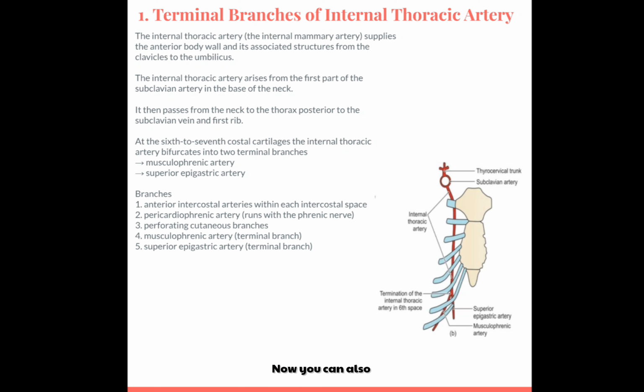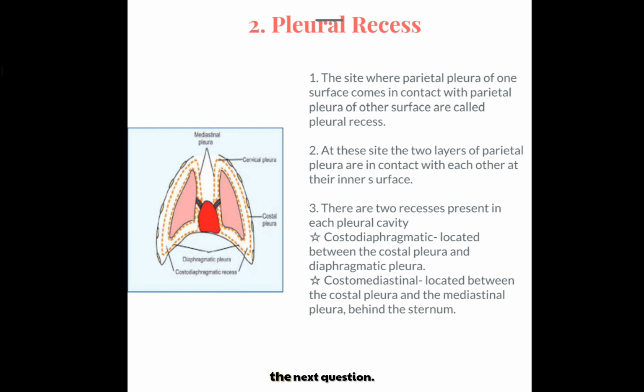Okay, now you can also see this diagram. So this is a subclavian artery. From there the internal thoracic artery arises. So then here they have given the terminal branches of internal thoracic artery, that is the superior epigastric artery and musculophrenic artery. Okay, now moving on to the next question.